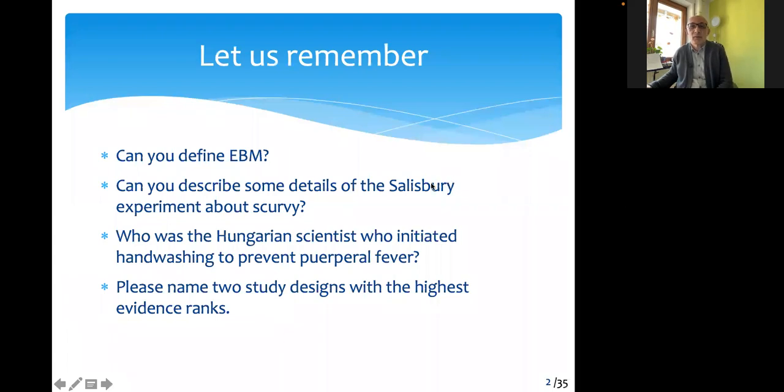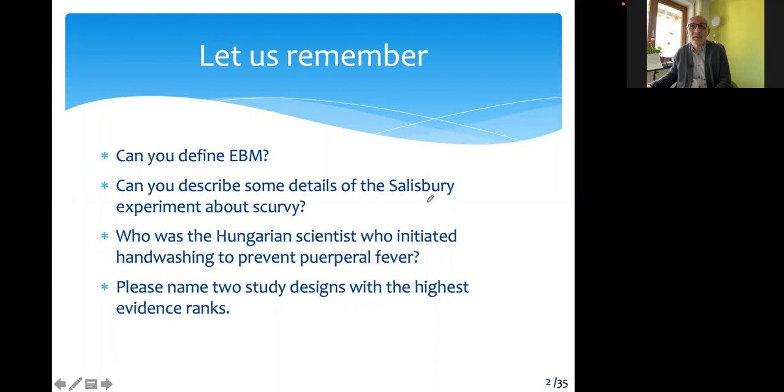First, let us remember what we have discussed in the last session. Last time we had an introduction to the EBM with the definitions, etc. So I hope you still remember how we define the EBM. Please remember the three circles: the evidence, the doctor or health practitioner, and the patient or setting, and the intersection of these three.